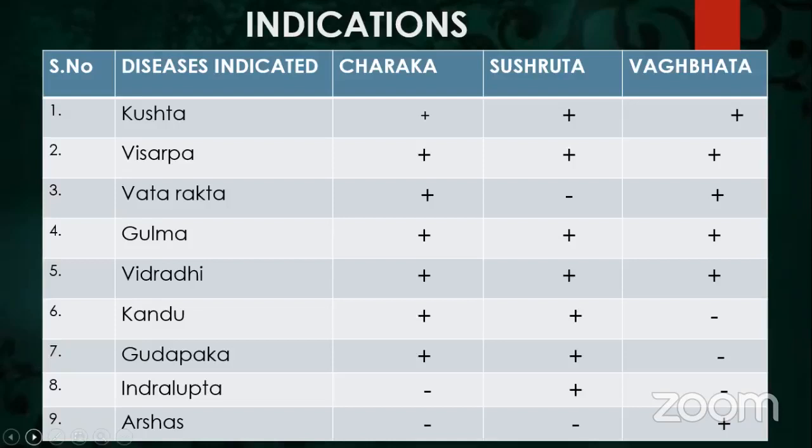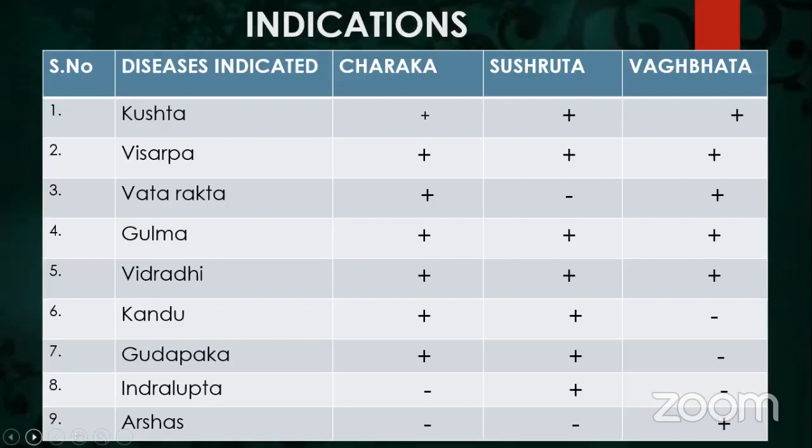Now we'll see the indications. Patient who is suffering from kushta, that is skin diseases, visarpa, erysipelas, and vatarakta, that is gouty arthritis condition. Gulma is something like abdominal tumor. Vidradhi is merely like abscess conditions. Kandu is itching. Bhudaphaka is abscess or suppuration in the anal region. Indralupta is like baldness or patchy loss of hair. And Arshas is like hemorrhoid conditions. These all are the indications given.